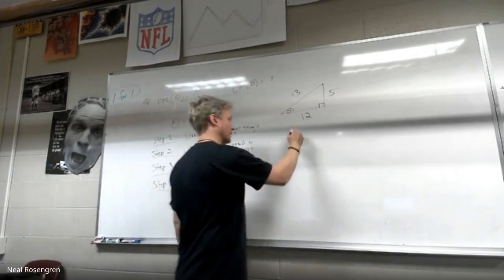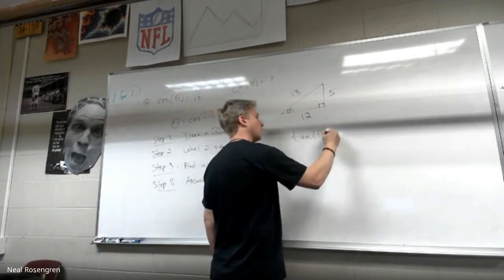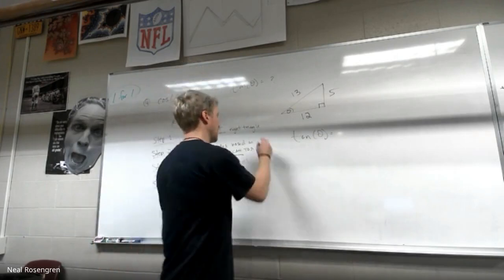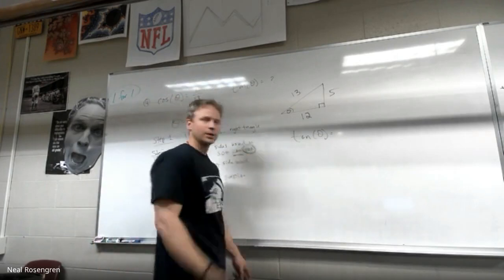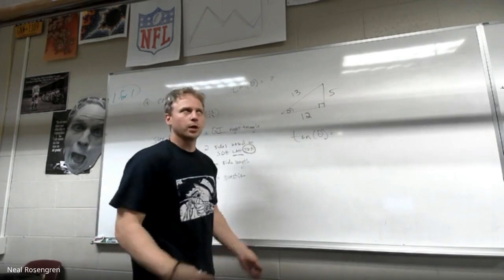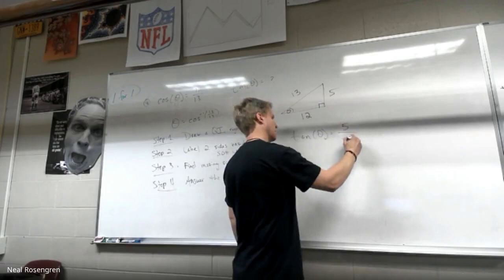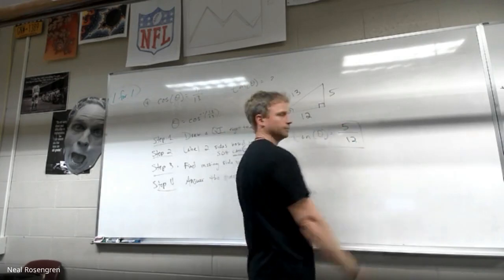Now I can do it. Now I can say, hey, what do you want from me? Oh, you want tangent of theta? Cool, I can do that. Why? Because I know the ratio for tangent. So SOHCAHTOA: TOA is the length of the opposite side over the length of the adjacent.